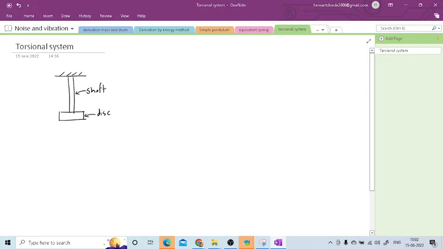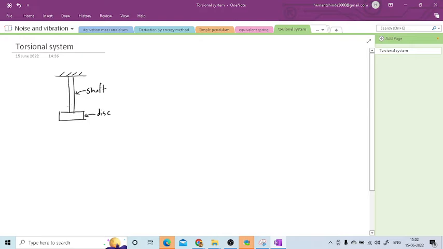And when we apply the torque on the disc, then the vibrations which are generated in this system, that we'll have to see. Normally in a torsional system, this disc will act as mass and this shaft will act as a spring. It is nothing but a spring mass system, as we have earlier seen for single degree of freedom systems. We can relate this system with a simple spring mass system.